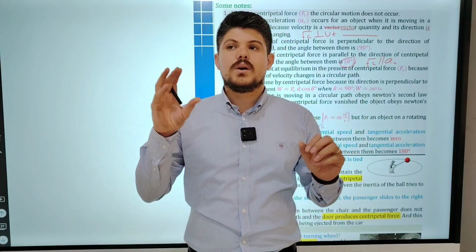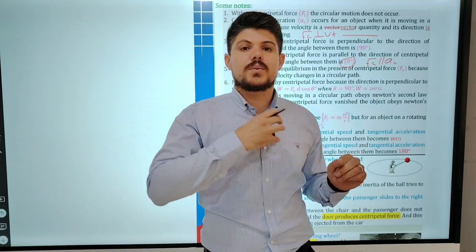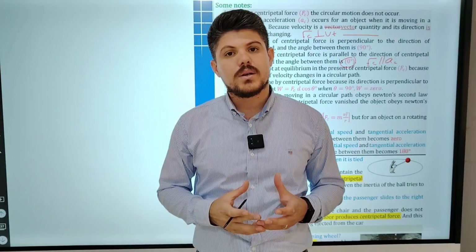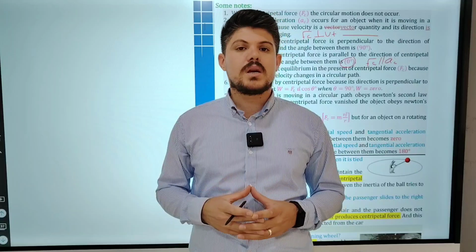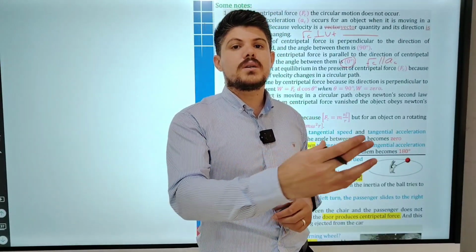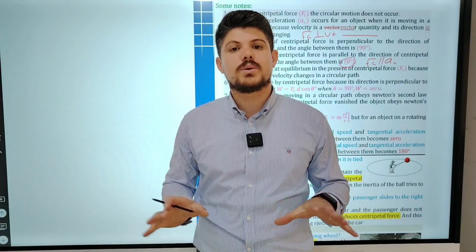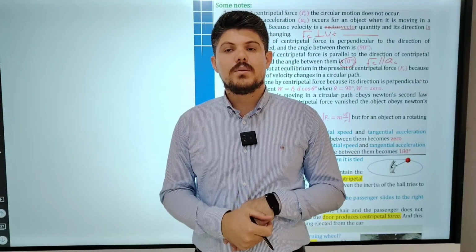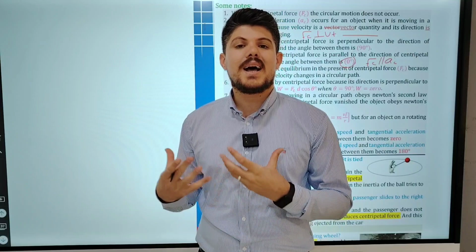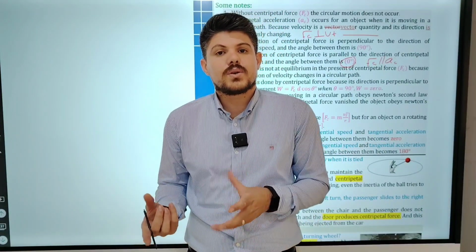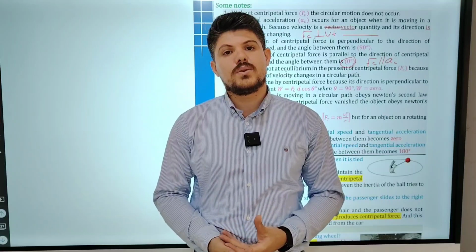For example, the Earth is orbiting around the Sun with constant speed and constant angular speed. Is it possible to say the Earth orbiting around the Sun is at equilibrium? No, never. Why? Because there is a force acting on the Earth to maintain it in a circular path. This force is what? The centripetal force.